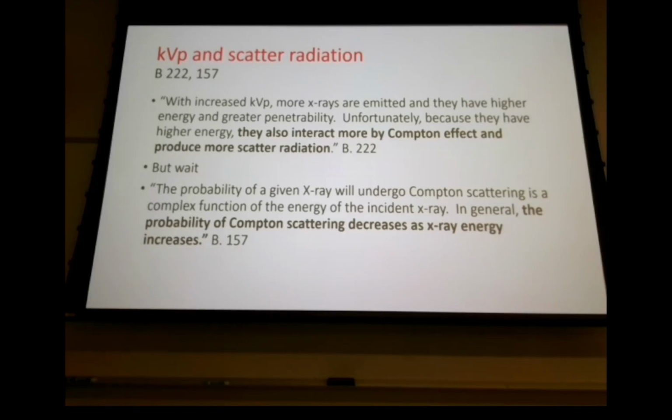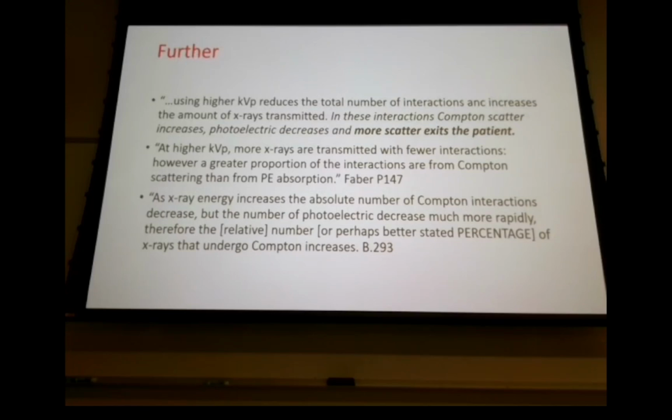But then it goes on to say the probability that a given X-ray will undergo Compton scattering is a complex function of the energy of the incident X-ray. In general, the probability of Compton scattering decreases as X-ray energy increases. So they seem to be contradictory, and this is part of the problem. What he doesn't really explain well is the penetration of the Compton versus what's actually happening at the molecular level.